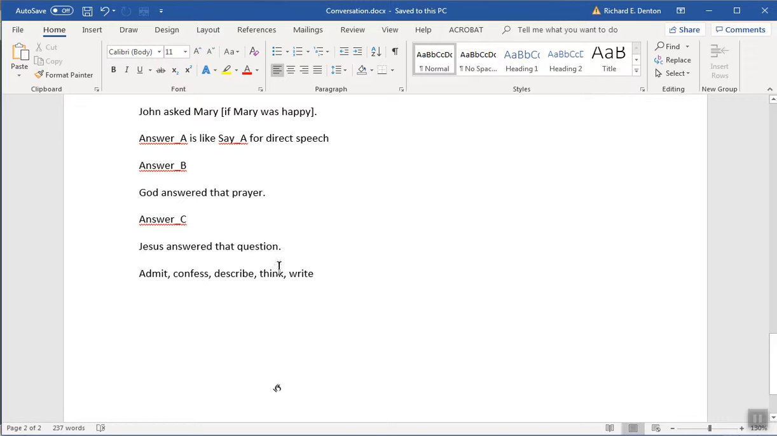Think and write have senses that are very similar to say. You can have direct speech, someone thought, and then in quotes, something that was directly thought or written, or you could have something that was indirectly thought or written. Okay, so that's a review, a discussion of the verb forms that we use for expressing communication and the syntax that we have to use that helps the analyzer to do a better job.